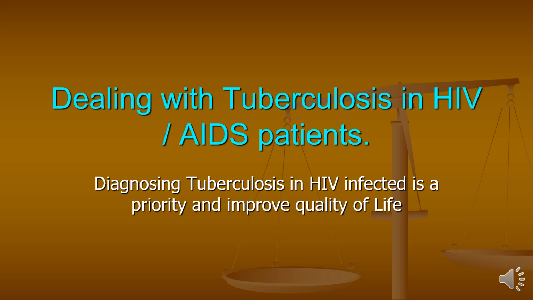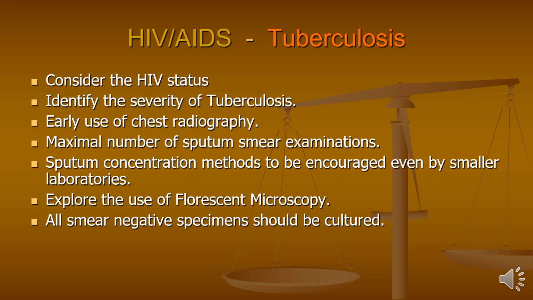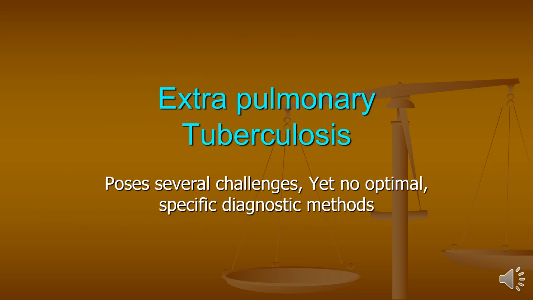So diagnosing tuberculosis in an HIV infected patient is a priority and improves the quality of life. So here you have to consider the HIV status, identify the severity of the tuberculosis, early use of chest radiography, maximal number of sputum samples should be collected, sputum concentration method should be encouraged even in smaller laboratories. Explore the use of fluorescent microscopy, all smear negative samples should be cultured. Extrapulmonary tuberculosis poses several challenges, yet there is no optimal specific diagnostic.